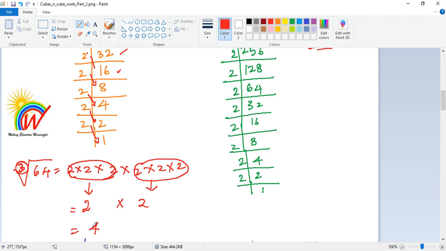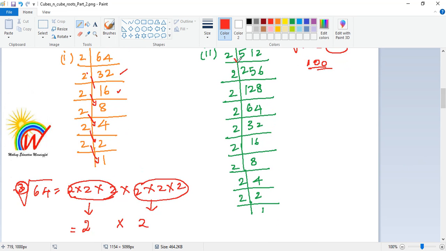Similarly for this one. Here again, 2 2s are 4, 2 5s are 10, and 1 carries through, so 2 6s are 12. Same way, 2 128s are 256. You can check the division. 2 64s: 2 6s are 12, 2 4s are 8. And 64: 2 32s are 64, 2 16s are 32, 2 8s are 16, 2 4s are 8, 2 2s are 4, and 2 1s are 2.